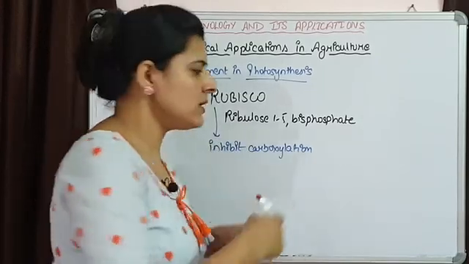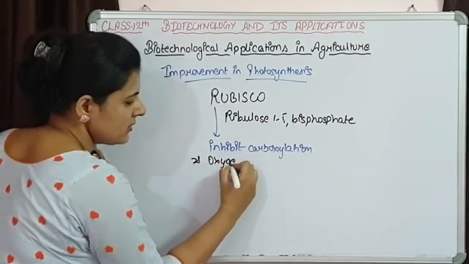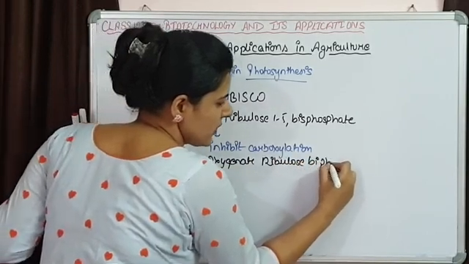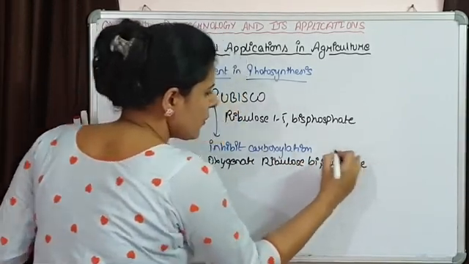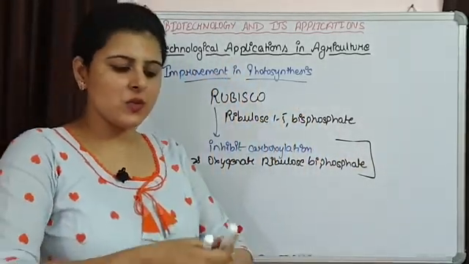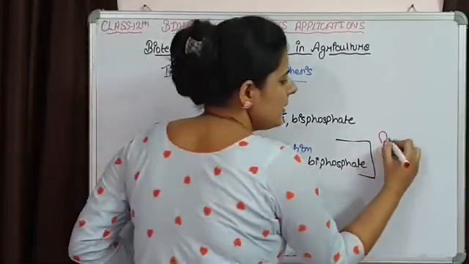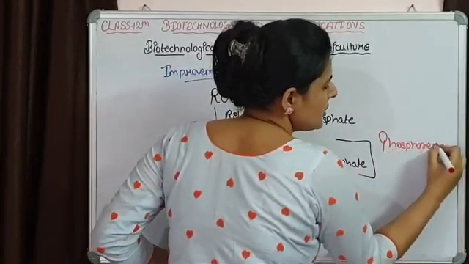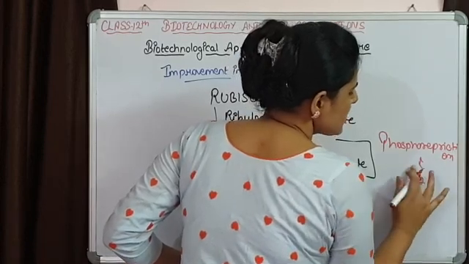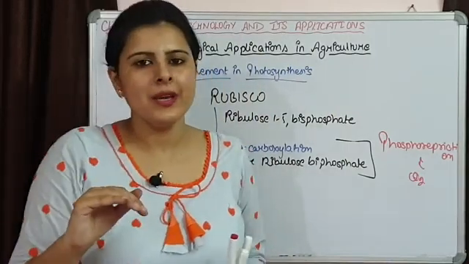So a reverse thing is done. It is going to inhibit carboxylation and it is going to oxygenate the substrate, that is ribulose bisphosphate. And because of these two conditions, a negative process is going to occur in plants, that is photorespiration, and in the process of photorespiration CO2 will be lost and the rate of photosynthesis is going to decrease.